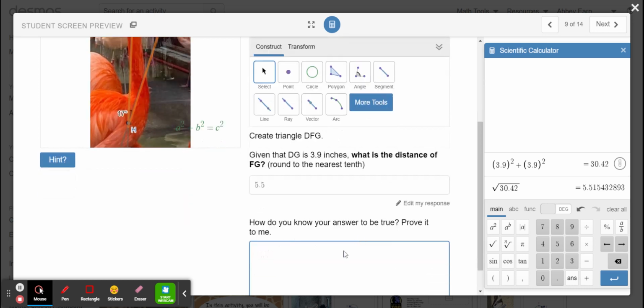Submit and explain. We used our knowledge of 45, 45, 90 triangles. We figure out that this side FD is also 3.9 inches. Then we used the Pythagorean theorem.